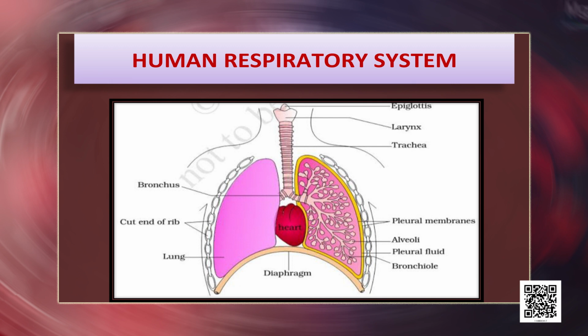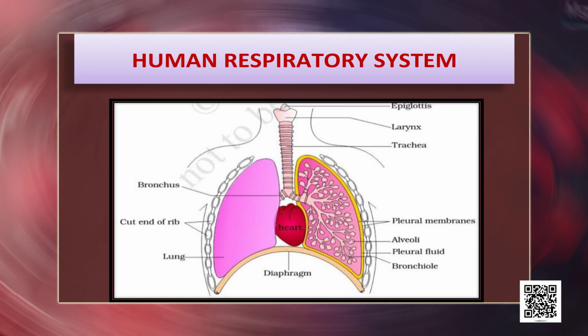The pleural fluid lubricates the pleural membrane so that they may slide over each other without friction during breathing. This ensures the mobility of the lungs inside the chest. The thoracic cavity is an airtight chamber. At the back, the vertebral column or backbone is present. On the sides, laterally, ribs are present, and in the front, it is covered by the sternum bone.